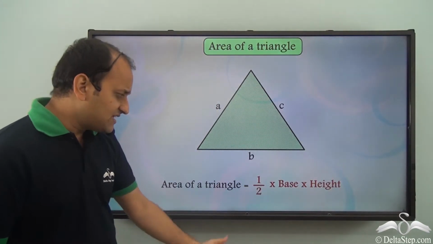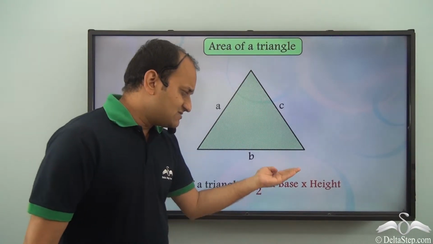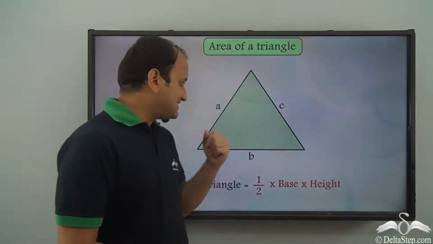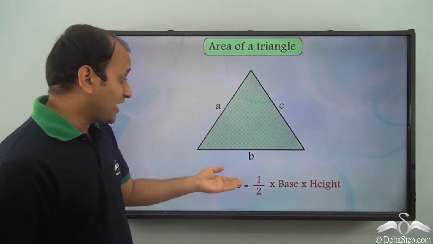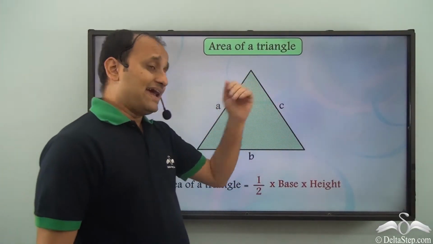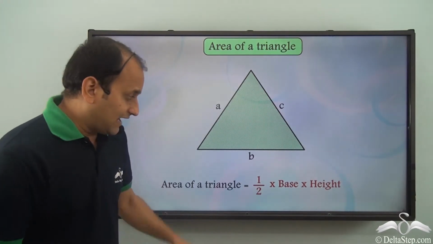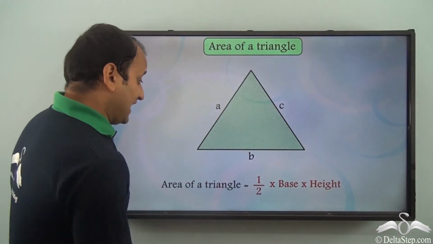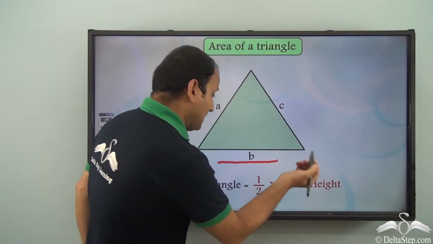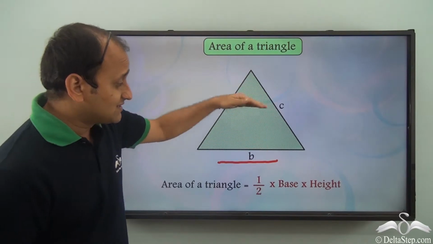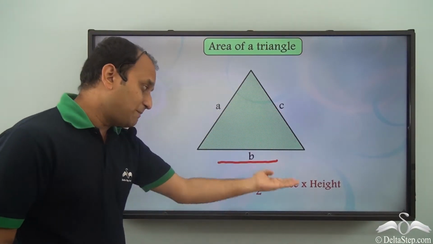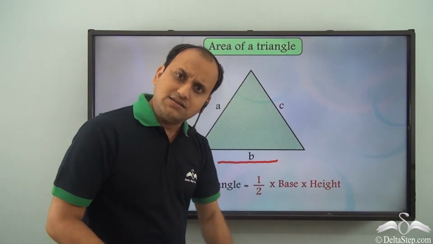Now, you must be thinking, what exactly is base and what exactly is height of a triangle? Well, let's see. Now, you have three sides of the triangle, A, B and C. So, in order to calculate the area, you need the base. So, in this case, you can say that B is the base of the triangle, as the triangle is standing on this particular side. So, if we consider this as the base, then what exactly is the height?